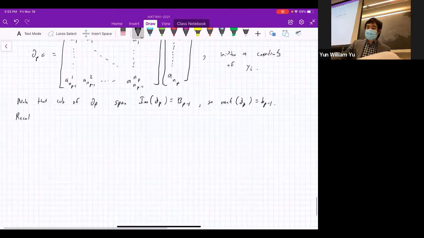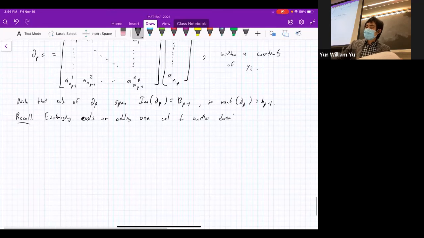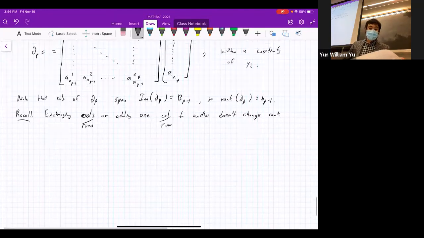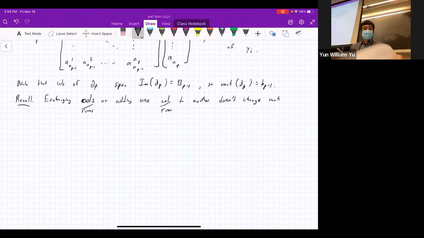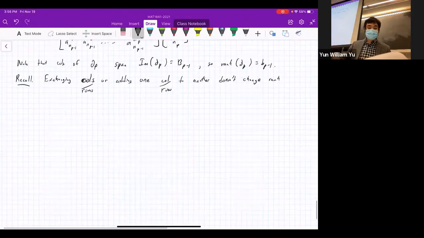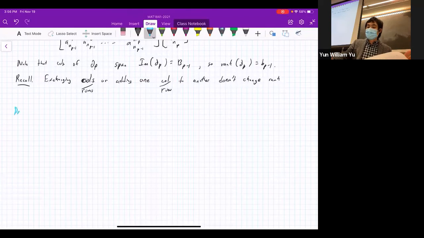And you'll recall that exchanging columns or adding one column to another doesn't change rank. And the same for rows. Okay, so that's just standard Gaussian elimination type stuff. And so we can do effectively a Gaussian elimination on the entire matrix. And we're going to do it in a very particular way.